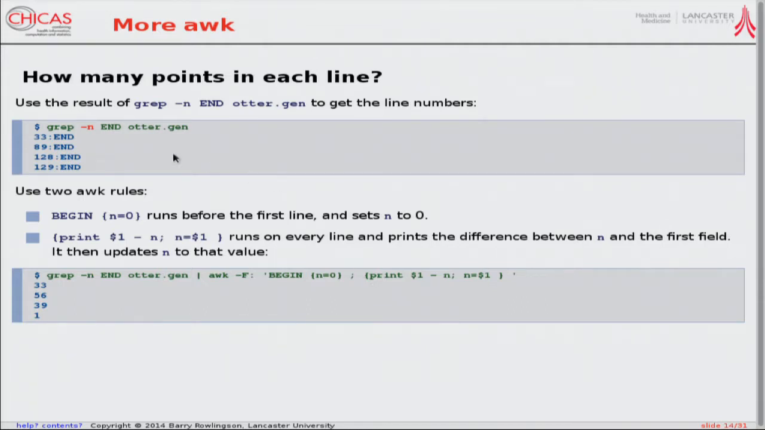Another little example of AWK, when we look at where the ends are in our file, we can figure out how many points are before each end. So obviously the first track has, because the end is on line 33, there's one for the ID at the start, so that gives us 31 points, coordinates in there. So by subtracting these numbers, we can work out how many coordinates are in each line. And we can do that with an awk script with two rules, one that resets everything to zero at the start, and then another rule that just subtracts the line when we find an end.